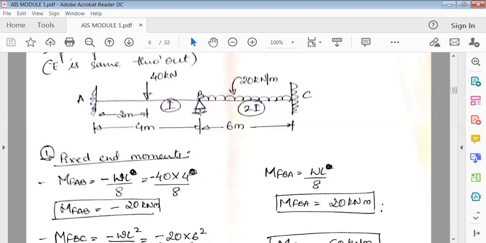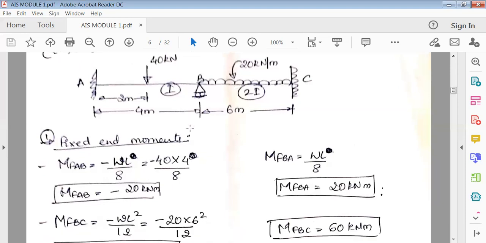So unknowns are 7, but equilibrium equations are only 3, that is summation H equal to 0, summation V equal to 0, and moment about any given point is 0. So here unknowns are 7, equilibrium equations are 3. That is why the unknowns are still more, so we cannot solve these given unknowns. To find the unknowns, we will be using a method called the slope deflection method. Again, the slope deflection method is applicable for indeterminate structures. All the steps are the same.